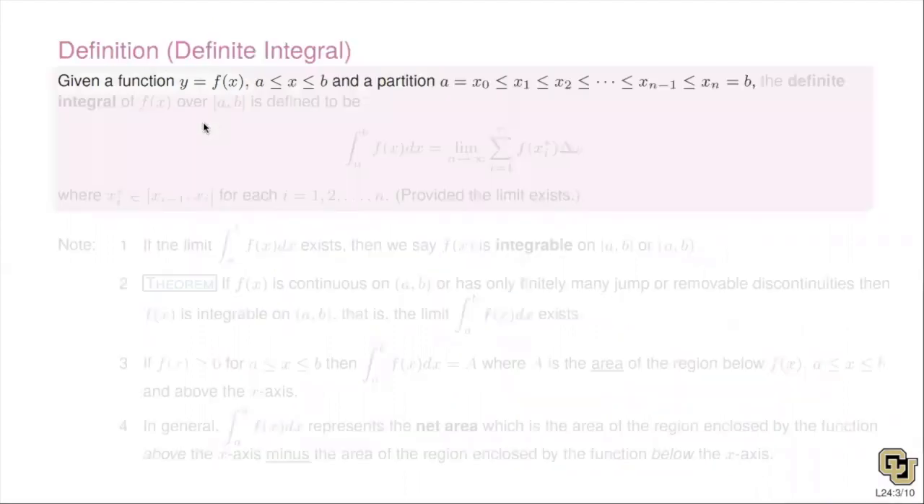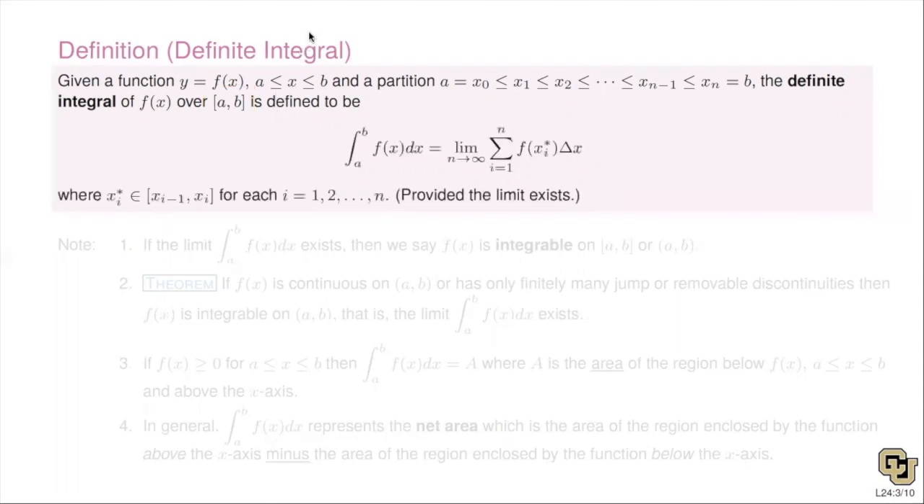So here is now the official definition of the definite integral. Just like we had the limit definition of the derivative, this is the limit definition of the definite integral. So given a function f of x, an interval a to b, and some partition, we can define the definite integral of the function f of x over the interval a to b. And here, it doesn't matter if this interval is closed or open, or half closed, half open. The definition of the integral doesn't change.